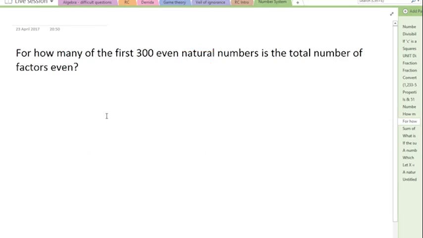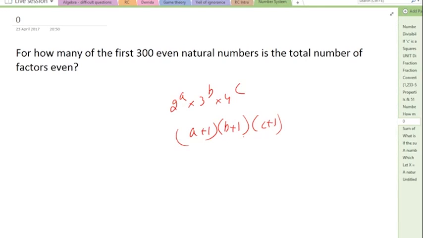The other part which you need to know is about the number of factors, and this question is based on that. For a number, we have said that you break it down into prime factors and then you multiply them, right? A plus 1 into B plus 1 into C plus 1. The number of factors will be odd only if all these numbers are odd, and all these numbers will be odd if all of A, B and C are even. And if all these numbers are even, it's a perfect square.